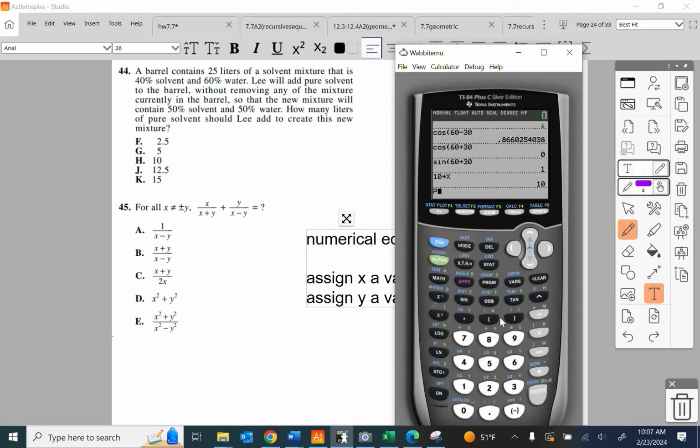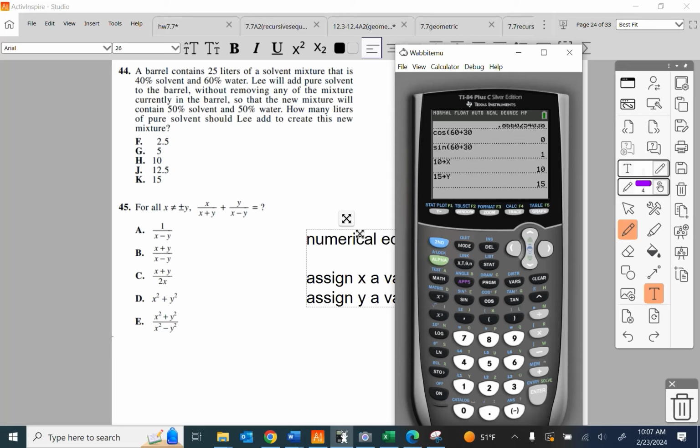Oh, that's apparently something else. Where is that Y key? There she is, alpha 1. Anyways, I'm going to assign it 15. So 15 store alpha 1.